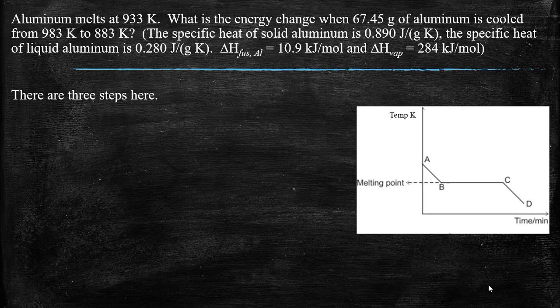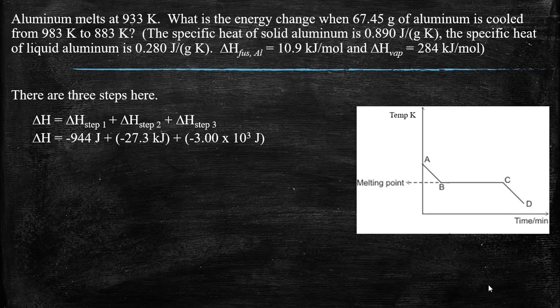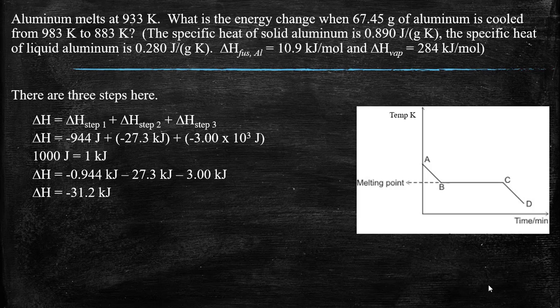Now there are 3 steps here, and so the overall enthalpy change equals the enthalpy change from step 1 plus the enthalpy change from step 2 plus the enthalpy change from step 3. Plug in your values, and hopefully once again you notice that the units aren't the same. There are 1,000 joules in 1 kilojoule, and in situations like this I tend to switch to kilojoules. So now the delta H equals minus 0.944 kilojoules minus 27.3 kilojoules minus 3 kilojoules. So the enthalpy change is minus 31.2 kilojoules.